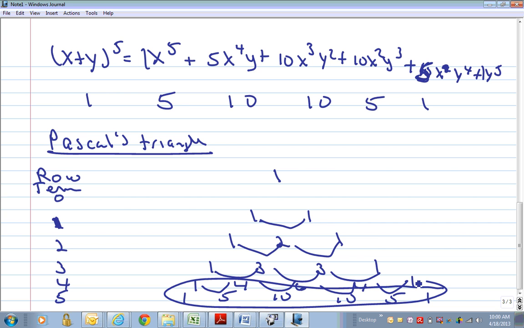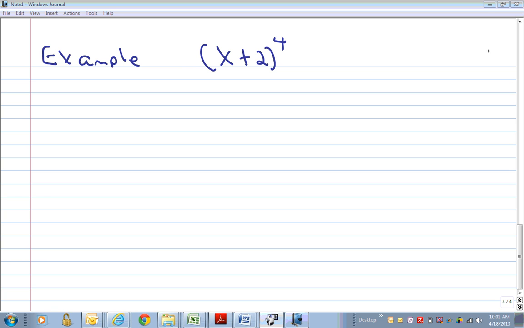All right, now we have all this information. Let's try to expand something using these patterns. We're going to do two examples with this expansion. The first one is a very simple one, a binomial to the fourth power, x plus 2 to the fourth power. First, I'm going to write Pascal's triangle over here really quick and get the fourth row.